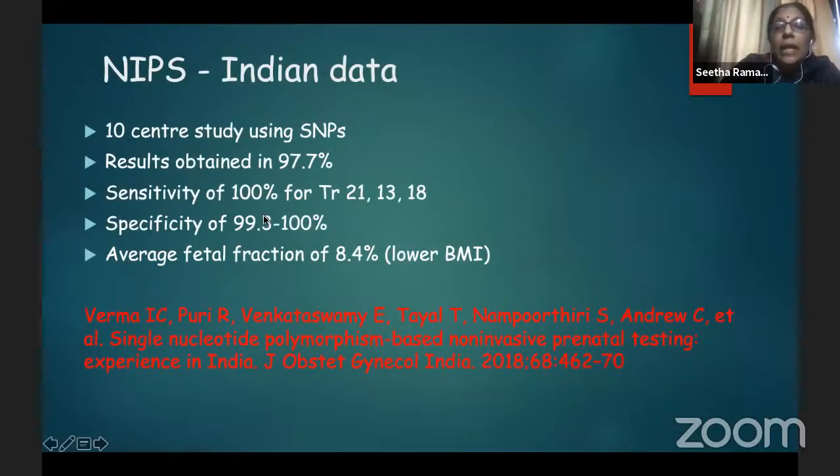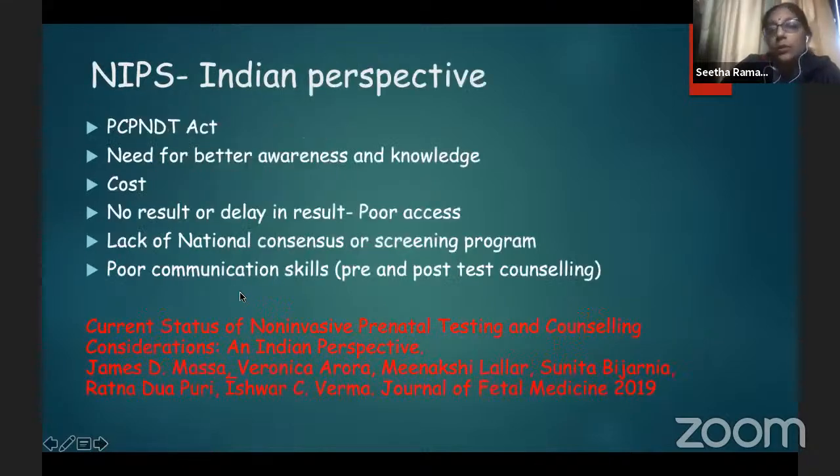We have Indian data as well, from Dr. Verma's group, where they did a 10-center study using SNPs, and it showed a sensitivity of 100% for the common trisomies with an average fetal fraction of 8.4%. From the Indian perspective, we still need better awareness and knowledge, cost issues will possibly come down, and there are sometimes no results or delays in results when patients have poor access, with lack of a national consensus or screening program, and with very poor communication skills. We still need to put it in perspective before we offer it to all our pregnant women.